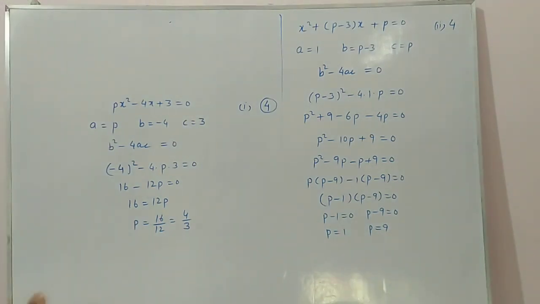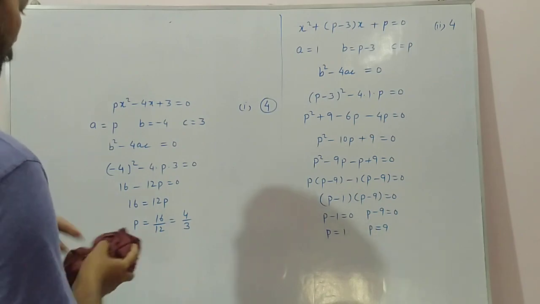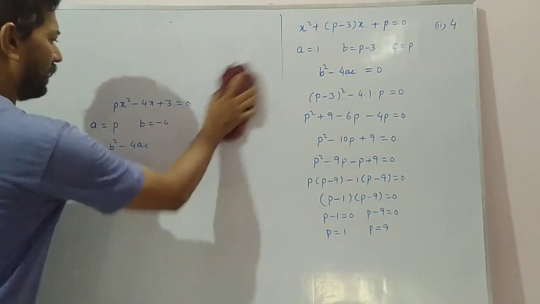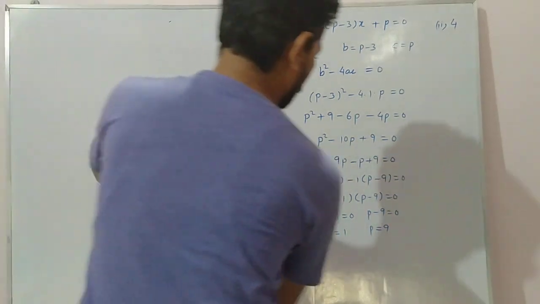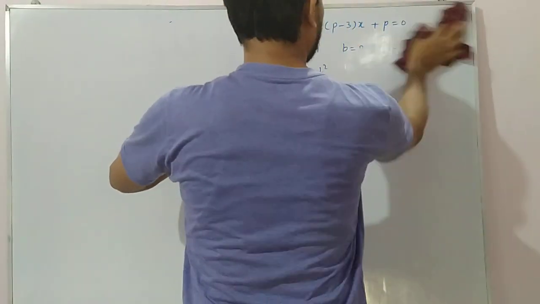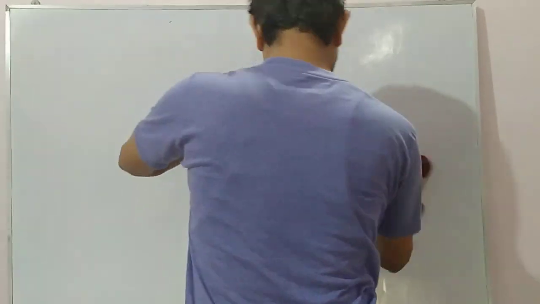Okay. So here again it is the same thing. Next, we will do question number 5. The only difference is that the values are different and the simplification is different. Okay.